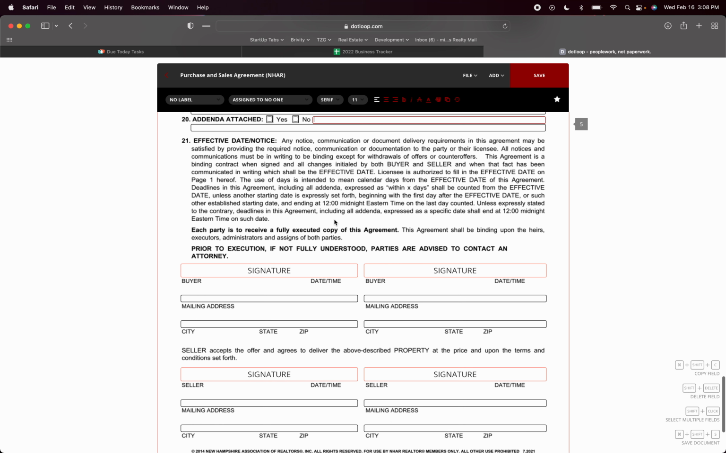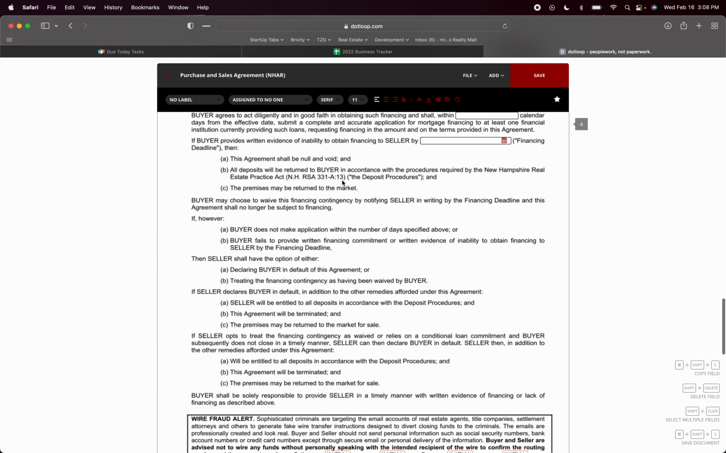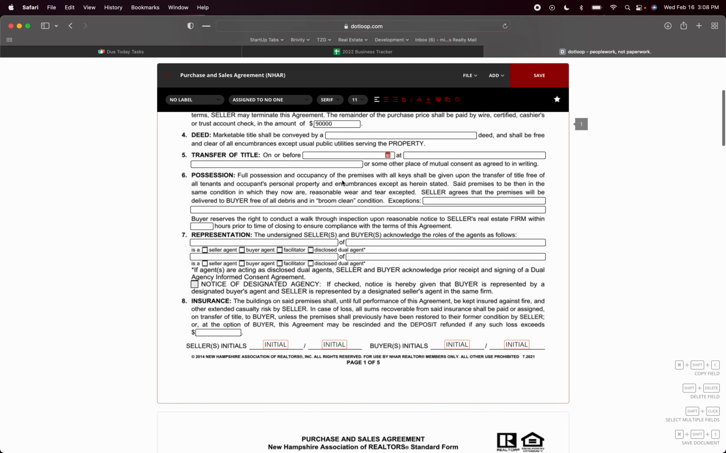And then here in section 21, this is where it defines the effective date that we talked about right at the beginning. So again, read through this, make sure everybody understands it, but we did kind of cover that briefly at the beginning. To go through compliance, real quick on this form. We're going to scroll right back up to the top.